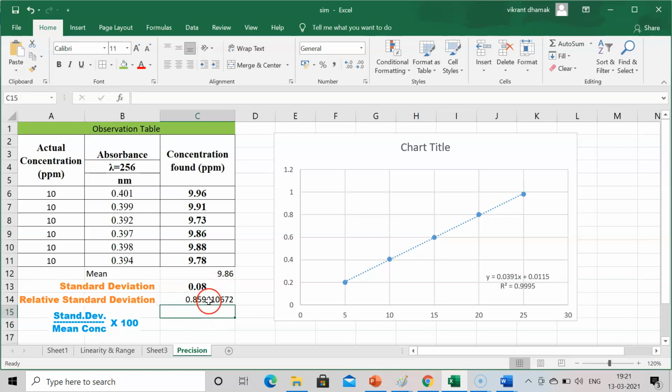When the relative standard deviation is less than 2, then only we can say our procedure is precise as per the guidelines. If you are having any doubt, you can comment, I will answer it.